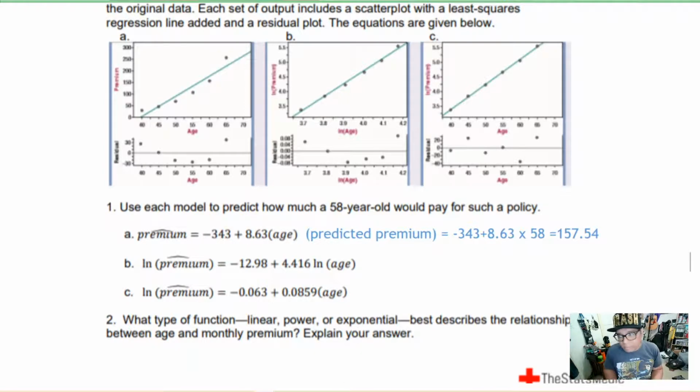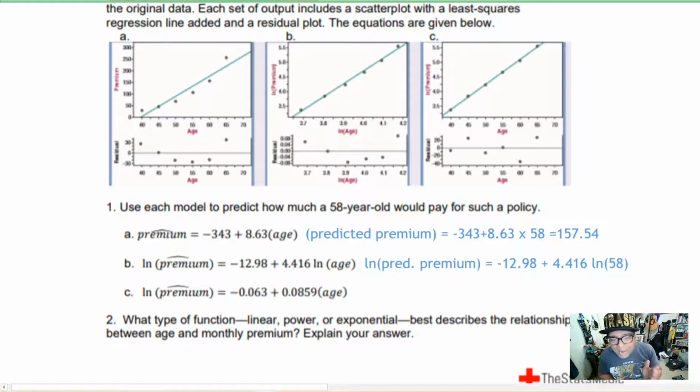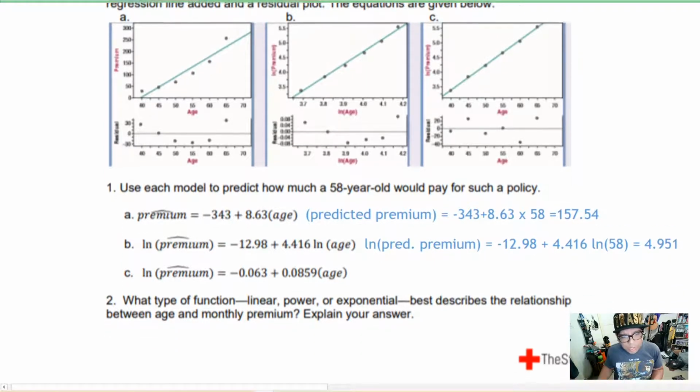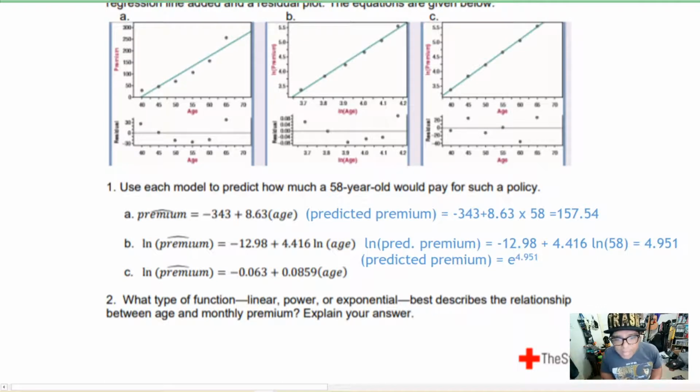Now, for the next model, which looks like natural log of age versus natural log of premium, this is a power model. We would get that the natural log of the predicted premium is going to be -12.98 plus 4.416 multiplied by the natural log of 58. That simplifies to 4.951. And then to get the predicted premium, that's going to be e to the 4.951 power. Natural log is log base e, so to undo that, we need to exponentiate using e. E to the 4.951 is equal to 141.3.